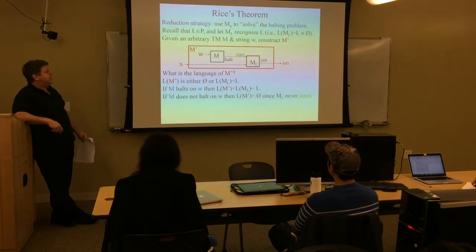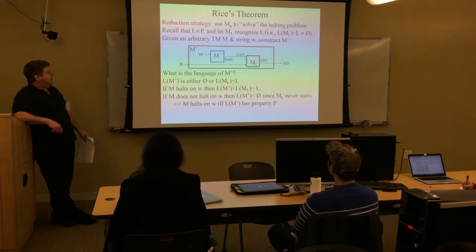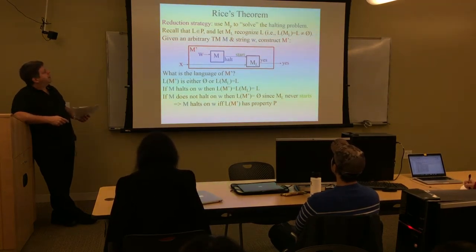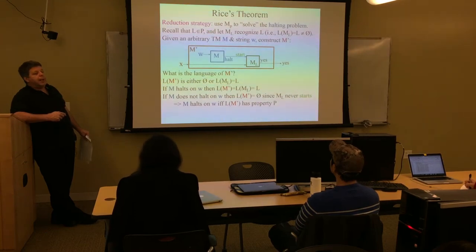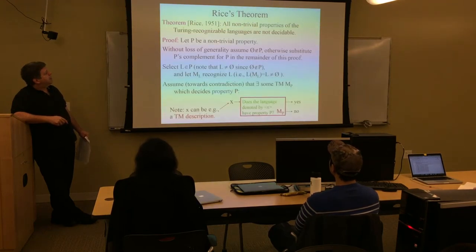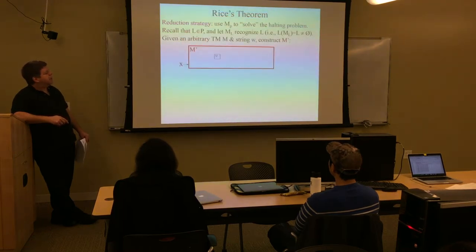Based on whether M halts on W. Okay. So M halts on W if and only if the language of M prime has property P. Because remember, L was an element of P, so L has property P. But the empty language doesn't have property P. How do we know? Because we assume that the empty language is not an element of P right here. And if it was, we'd go through the rest of the proof with a complement of P instead of P. That's why we did that assumption at the beginning, to make this work here at the end.